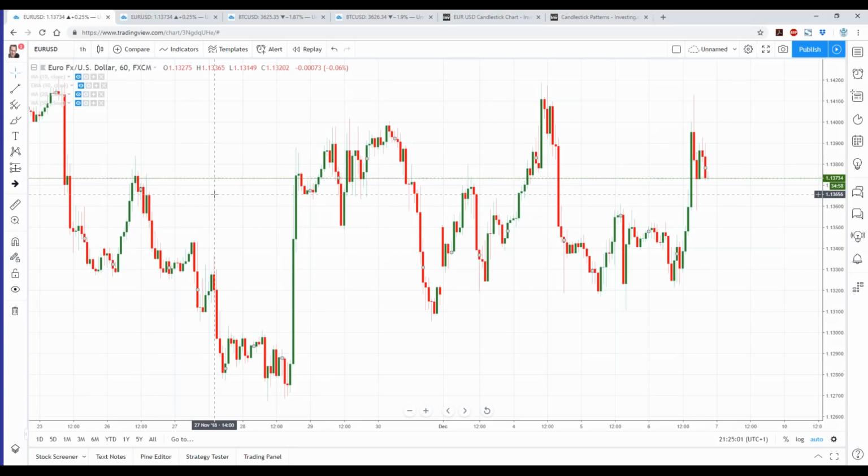Okay. So we're looking at a chart for the Euro US dollar. We're looking at the 1 hour chart. And can I see any patterns in there? I'm old. My eyes can hardly see anything.